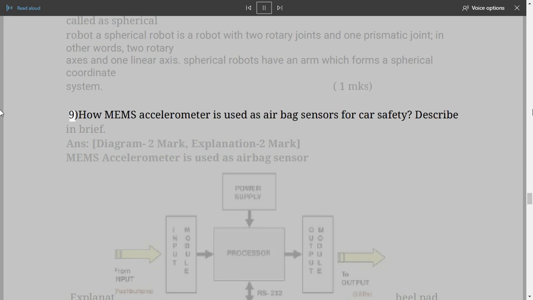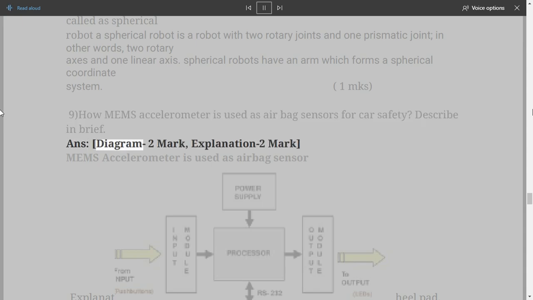9. How MEMS accelerometer is used as airbag sensors for car safety. Describe in brief. ANS, diagram 2 marks, explanation 2 marks. MEMS accelerometer is used as airbag sensor.